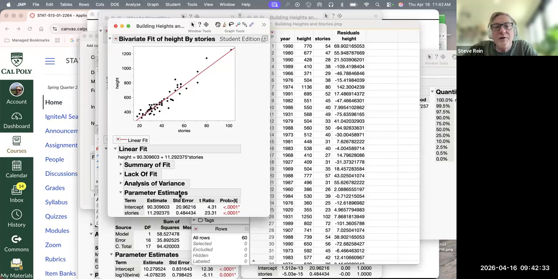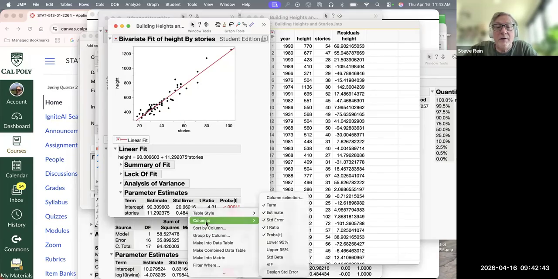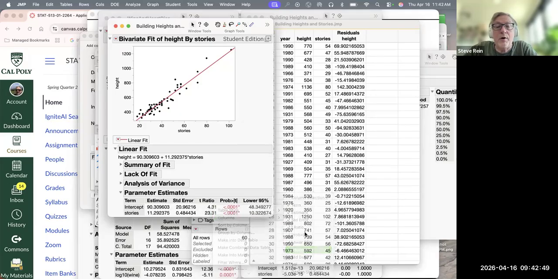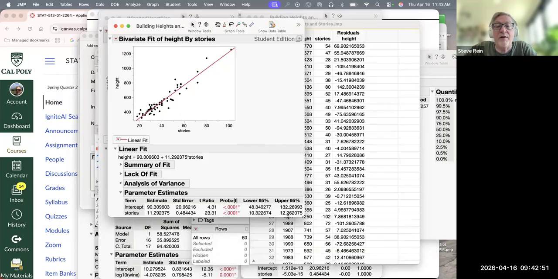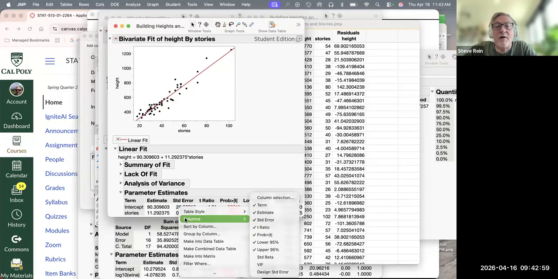Something that I found out about 2 years ago that I hadn't known before, and that's sort of cool, is if you right click into the numbers in your table, you can say, what columns do I want? And I could display the lower and the upper confidence interval. So I said 10.3 to 12.3. You get the lower and the upper confidence interval for free by right clicking and saying, which columns do I want to display?